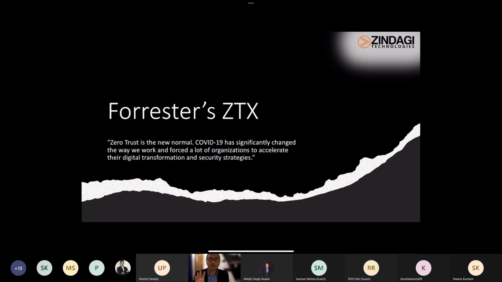And when they confuse everybody with these tenets, somebody would ask them: I've understood that, but how do I get started? What is the first step that we should take? So what they do is they come up with a 5-step model. Forrester comes up with a 5-step model.